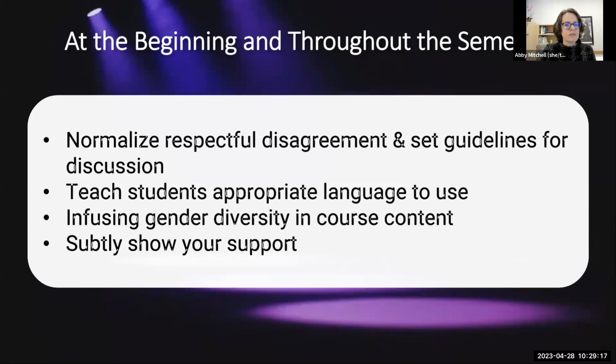And finally, subtly showing your support. So things like having an ally sticker, giving your pronouns in your email signature. Queer students are looking for those things. They will notice them very, very quickly because they're wanting to see, okay, am I safe? Is this professor going to be accepting or not? So cisgender students might not notice it. Your queer students very much will.